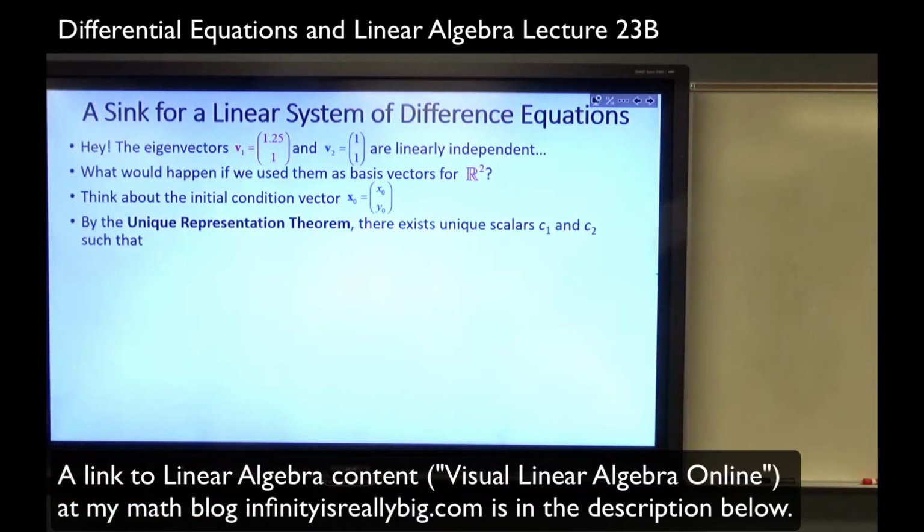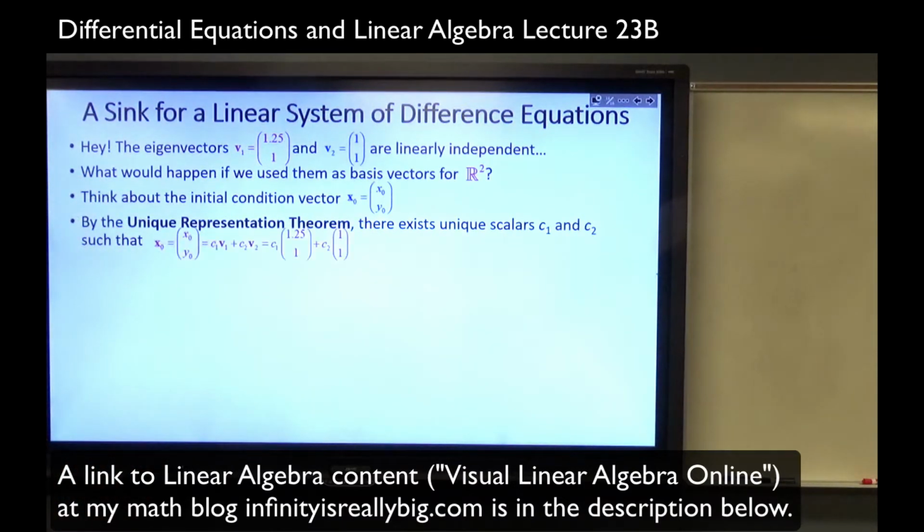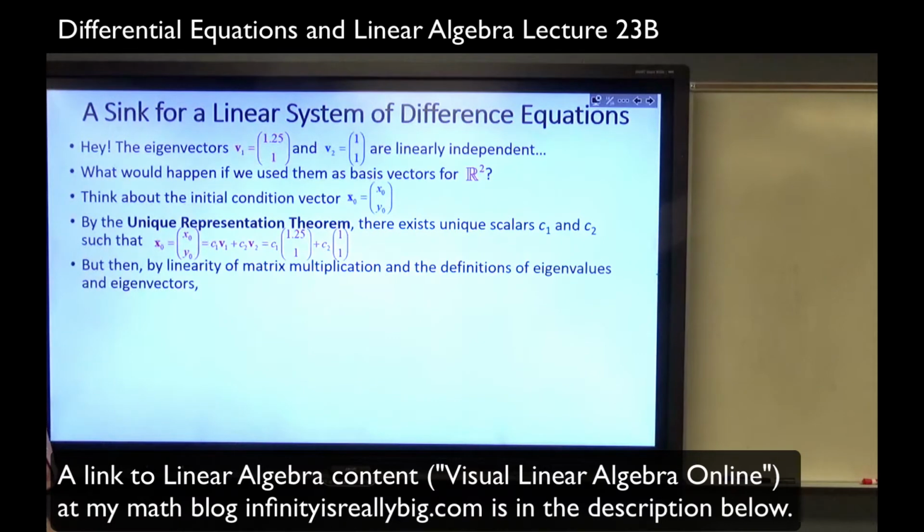But a unique representation theorem, for any given fixed vector here, think of this as a fixed vector, there exist unique scalars C1 and C2, such that this fixed vector x0 is a linear combination of v1 and v2. If you had particular numbers here, which we will get to, you could solve for C1 and C2. We will do that. But we're thinking about the idea now.